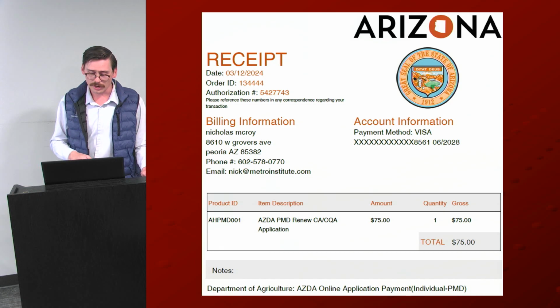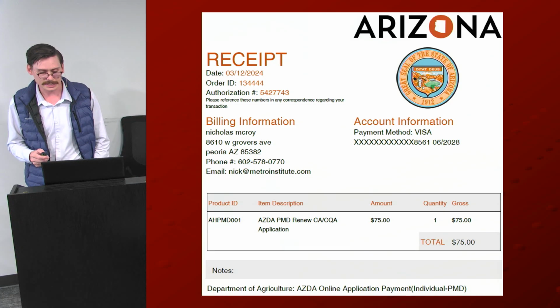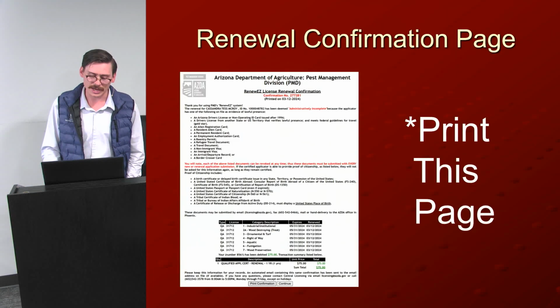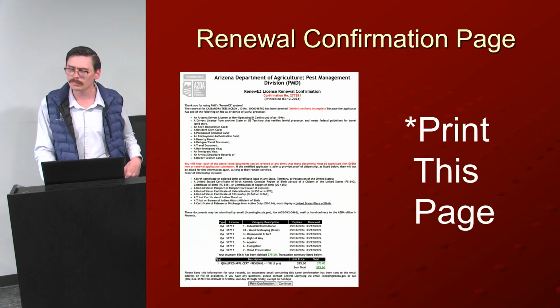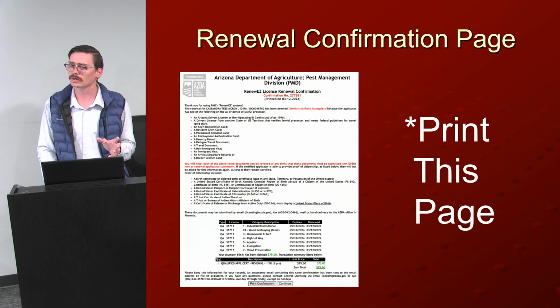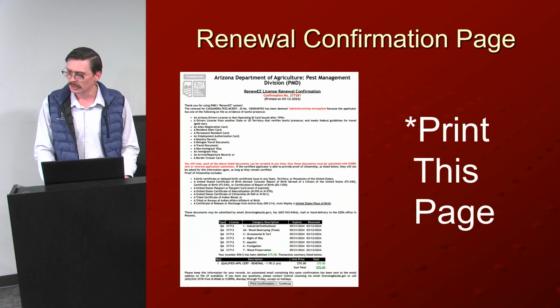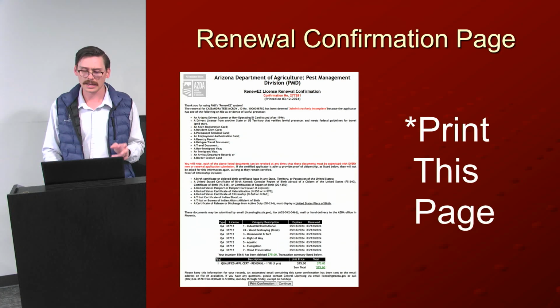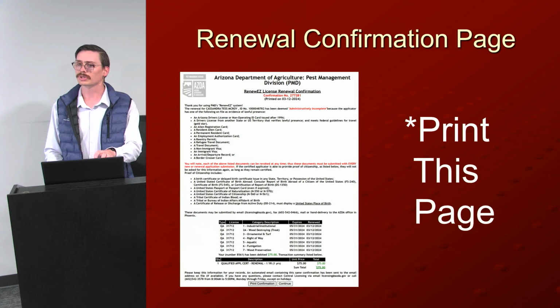After I paid for it, it brought up some billing information. I put that in, paid for it, got a receipt. Then it gives me the renewal confirmation page. Normally it was emailed to me, but this year, in March 2024, I didn't get the email automatically sent to me. So you might not get it. Make sure you print this page.